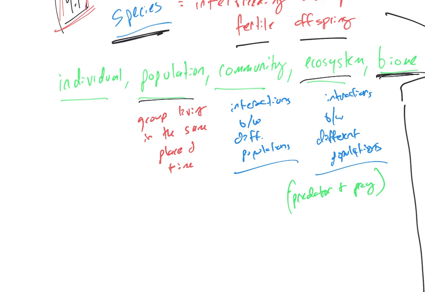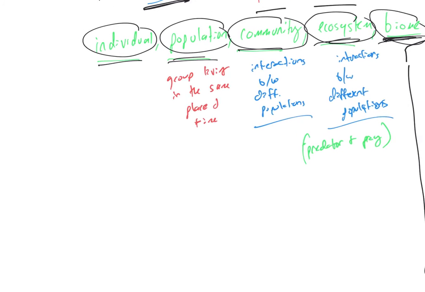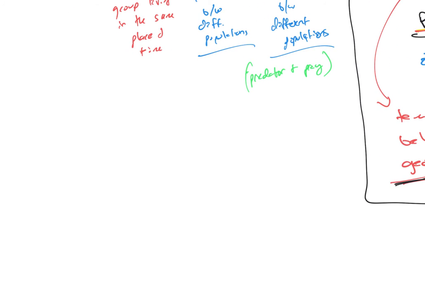So an ecosystem might be a rainforest in Vietnam or a rainforest in Indonesia, but then a biome would be all rainforest or temperate rainforest or temperate forest or chaparral or desert or estuaries or tundra or taiga. So these are all different biomes that are around the whole world. So we get larger and larger. Individual, population, community, ecosystem, and biome. Okay. Now we get into feeding.